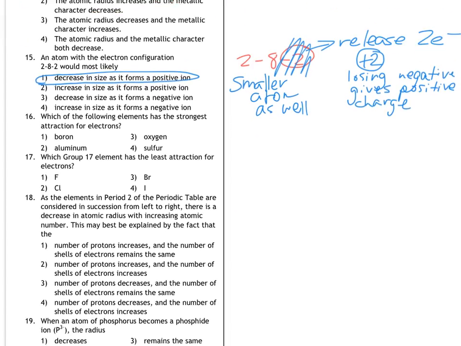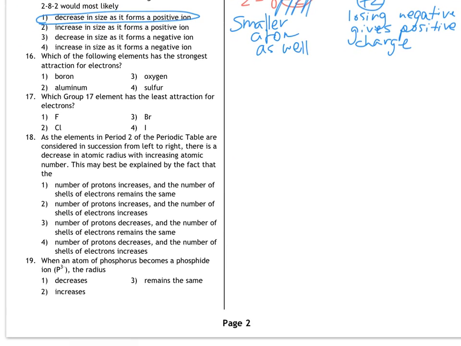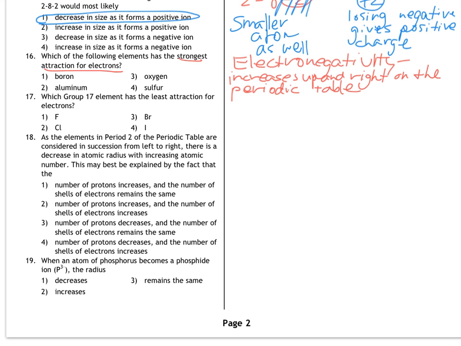16. Which of the following elements has the strongest attraction for electrons? Finally, an easy question. Strongest attraction for electrons is code word for electronegativity. And furthermore, electronegativity increases as you go up and right on the periodic table. So I'm going to choose the element that is furthest up and right of all the ones that I've been given. And the best answer for this one is going to be oxygen, which is the furthest up and right of the elements that I was given.